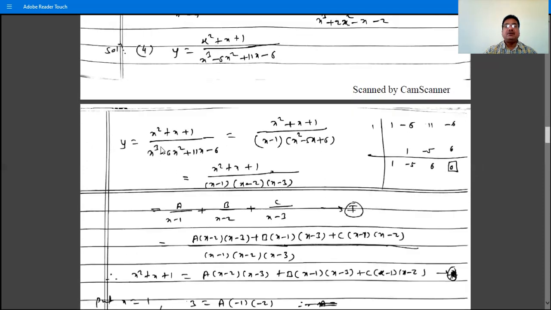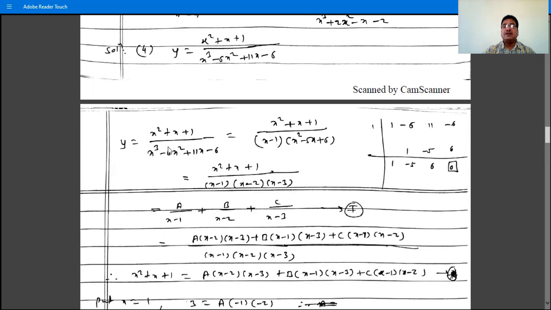First, factorize the denominator. So what is the factorization of x cube minus 6x square plus 11x minus 6? So this is the synthetic division. By using synthetic division, the coefficient of x cube is 1, the coefficient of x square is minus 6, the coefficient of x is 11, and the constant coefficient is minus 6. So write the coefficients of x cube, x square, x, and the constant.